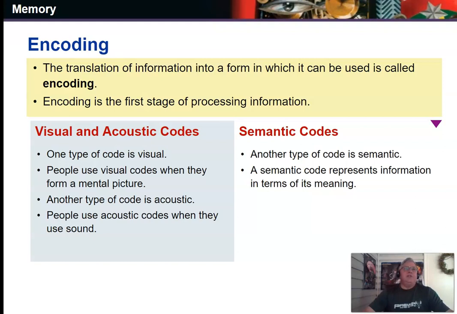Encoding. Encoding is the translation of information into a form in which it can be used. Encoding is the first stage of processing information. One type of code is visual. People use visual codes when they form a mental picture. Another type of code is acoustic. People use acoustic codes when they use sound. Another type of code is semantic. A semantic code represents the information in terms of its meaning.